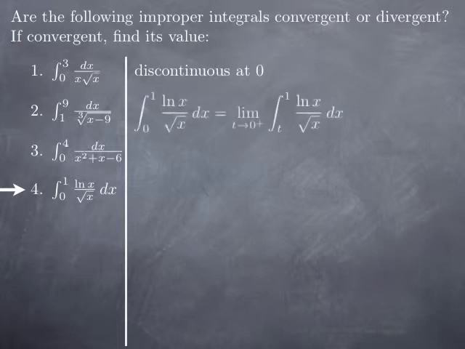And therefore, this integral is really defined as a limit, as t is approaching 0 from the right, of the integral from t to 1 of ln of x divided by root x. As t is greater than 0, ln of x over root x is in fact continuous on the interval from t to 1, and therefore we can calculate this integral from t to 1 using the fundamental theorem of calculus.